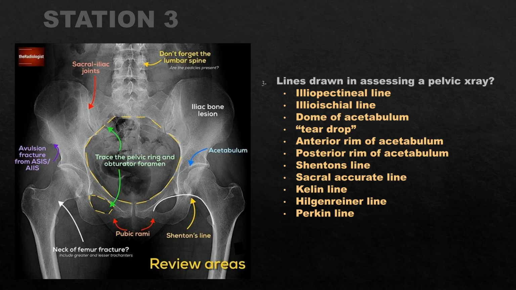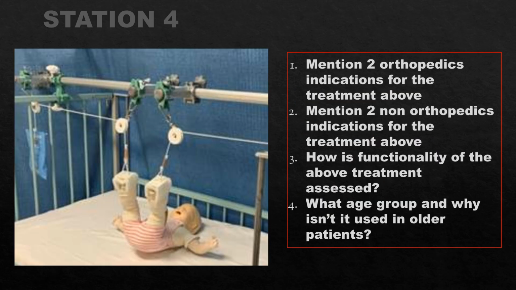Important lines: iliopectineal line, ilioischial line, Shenton's line, anterior acetabular rim, posterior acetabular rim, acetabular dome, teardrop, sacral arcuate line, Klein line, Hilgenreiner line, Perkin line. Examiners love asking these. Now on to Station 4.